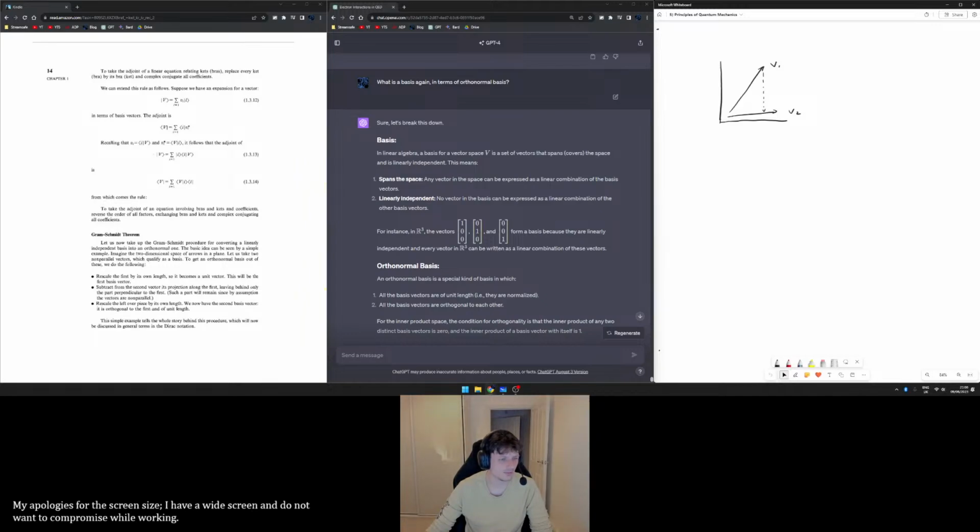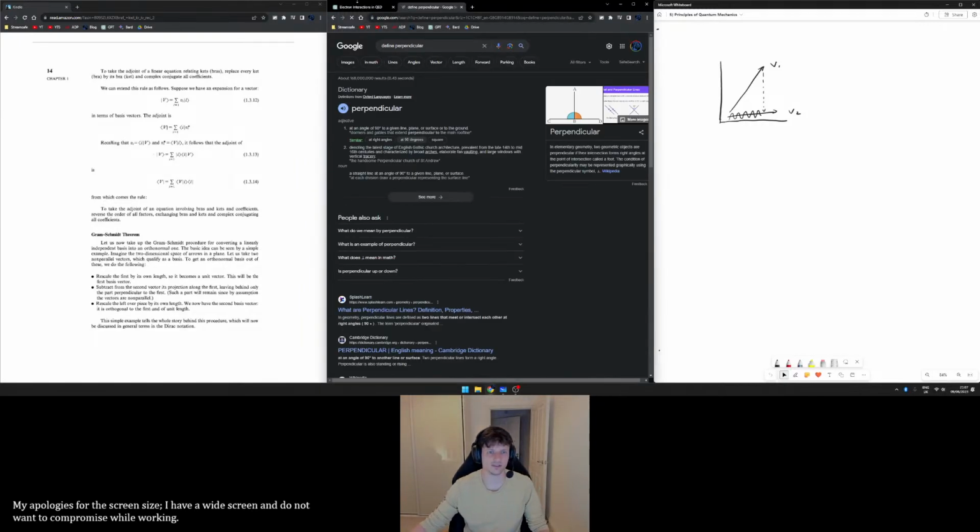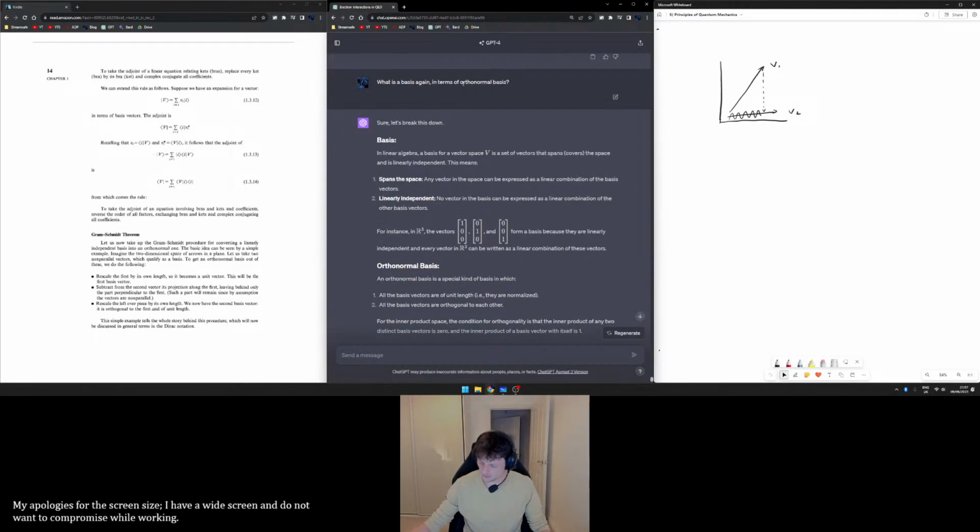I don't think I need to redraw that. Subtract from the second vector its projection along the first. So get rid of this, leaving behind only the part perpendicular to the first. Perpendicular. That's at right angles, isn't it? Yeah. Well, that's interesting, isn't it? Because subtract from the second vector its projection along the first.